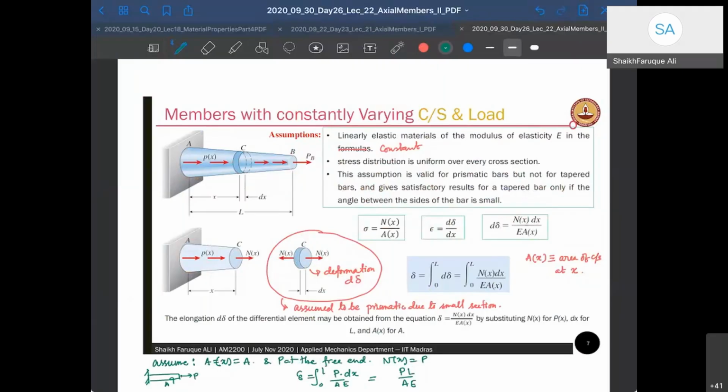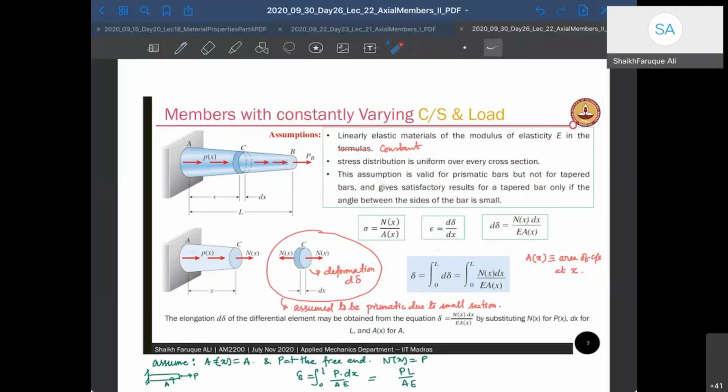Yes. Any question here? Sir, this assumption which we took is that we took a particular case, and we didn't solve for this, right? We took Nx equal to P, which is obvious because P is constant, so Nx will be constant, but Ax according to this question will vary with x. No, what I'm telling is this is a general formula. You can use it for any member.